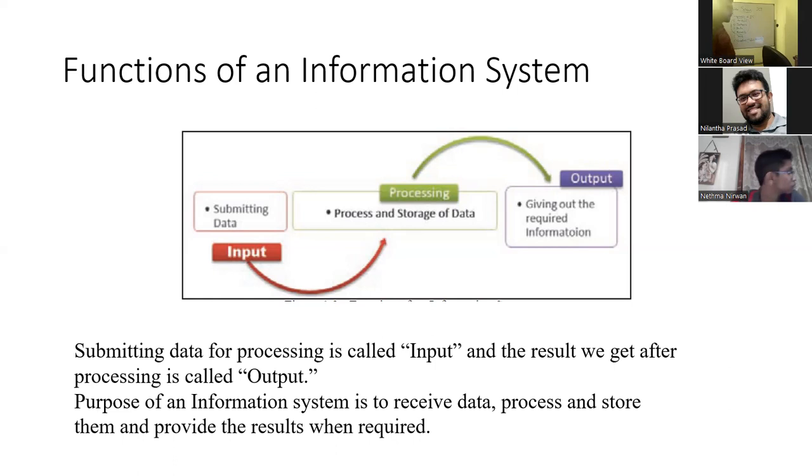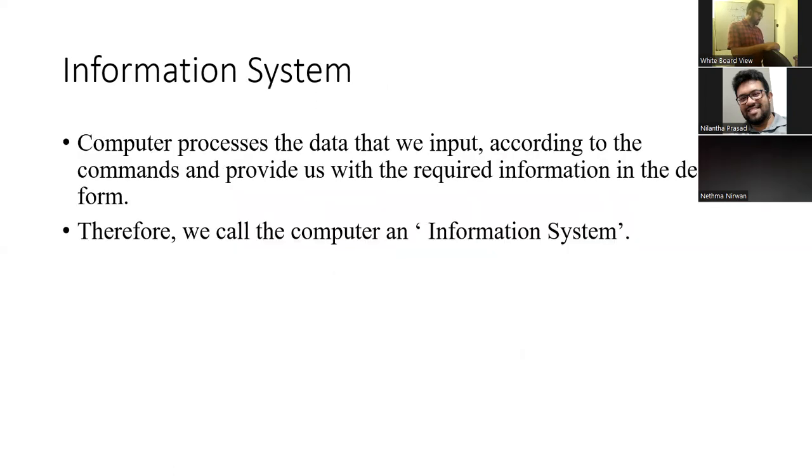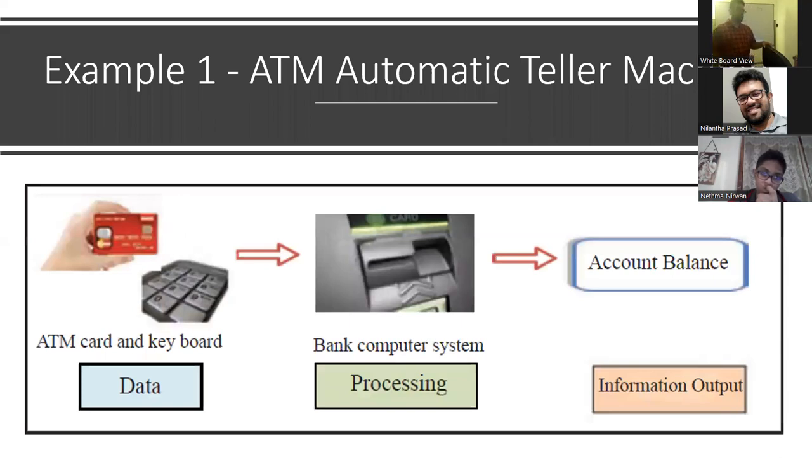Understood. Okay, thank you. Good. So we can proceed to some examples. Now we can see this is not giving one precise definition. It just tells different things. So computer process the data that we input according to the commands and provide us the required information. Then we come to some examples.